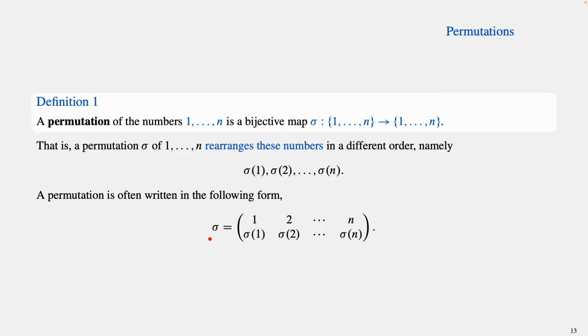And often we write this in the following form. We take the numbers 1 to n in the top row, and then underneath we write the corresponding images where the permutation moves them.